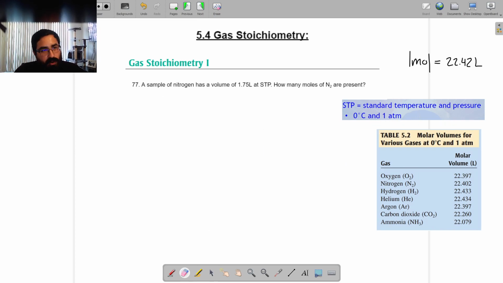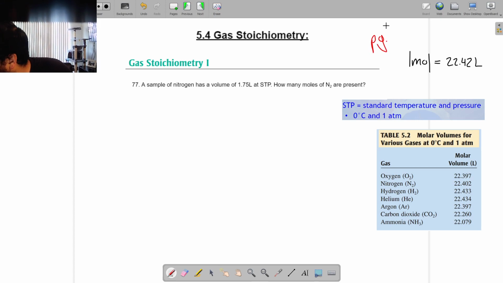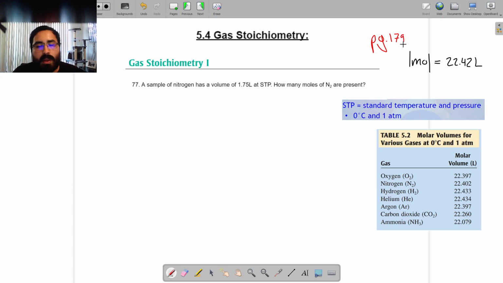So for example, problem number 77, that's in our packet, but it is the first example on 5.4. This is page 179 in the textbook. All right, so how do we do these types of problems? These problems are pretty simple. Let's read it. A sample of nitrogen has a volume of 1.75 liters. How many moles is that?